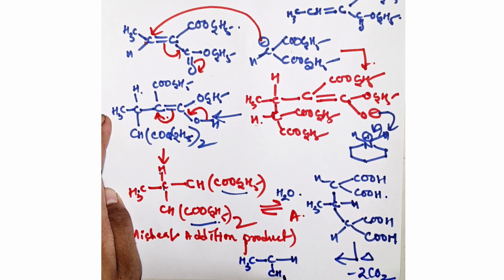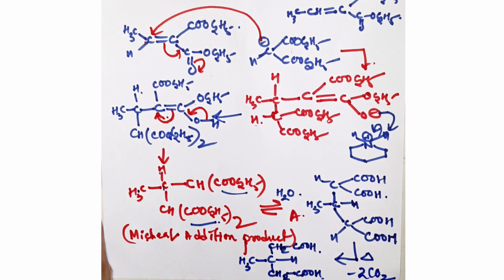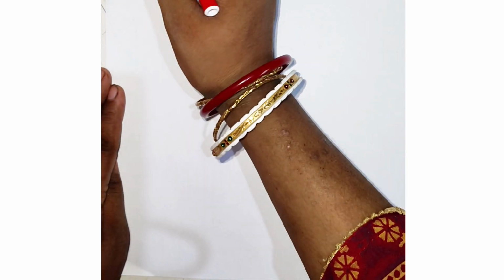Here it will be CH2COOH, one acid group will be there, here also CH2COOH. So this will be your final product. Now let us solve some questions.